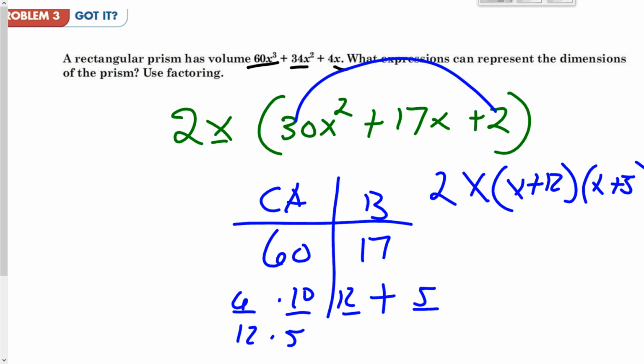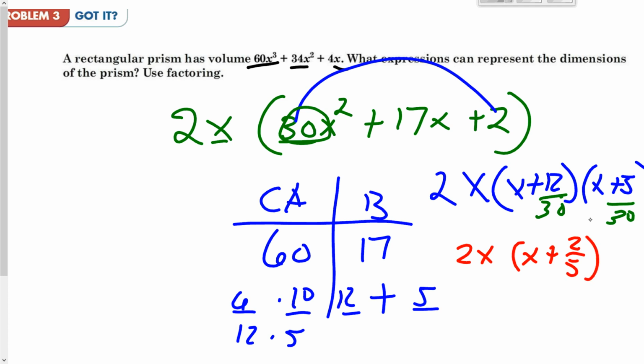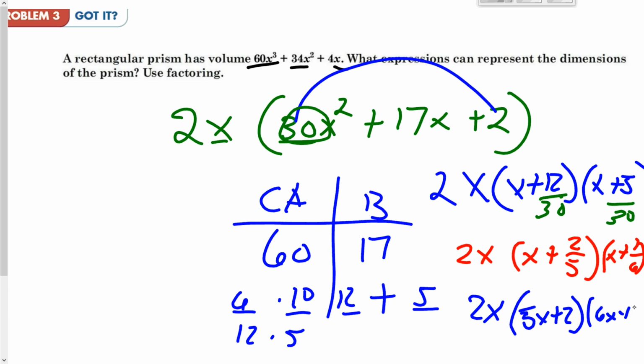Don't forget, divide by your a, which is 30. Reduce these fractions. 12 and 30 both have a 6 in them, so we can reduce those by 6. 12 divided by 6 is 2. 30 divided by 6 is 5. 5 and 30 both have a 5 in them. 5 divided by 5 is 1. 30 divided by 5 is 6. Now we can take those denominators and move them out front. So 5x plus 2 and a 6x plus 1.